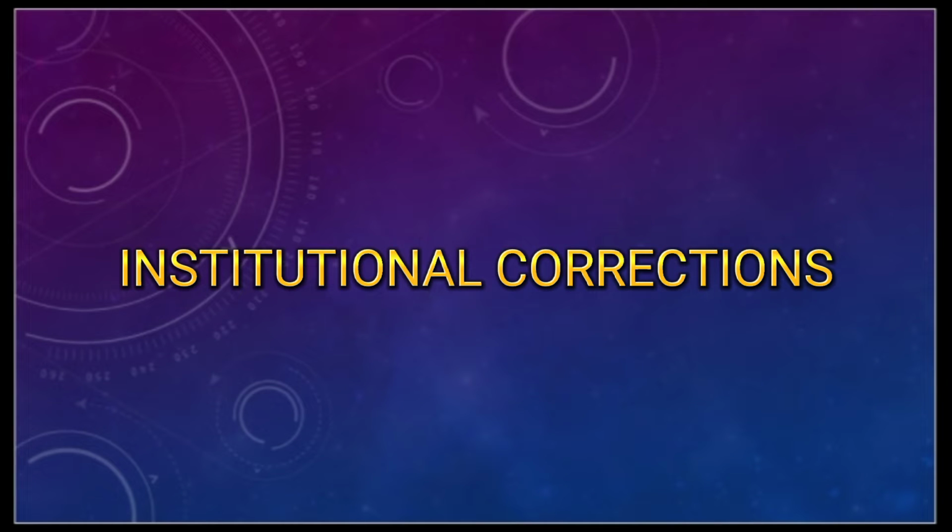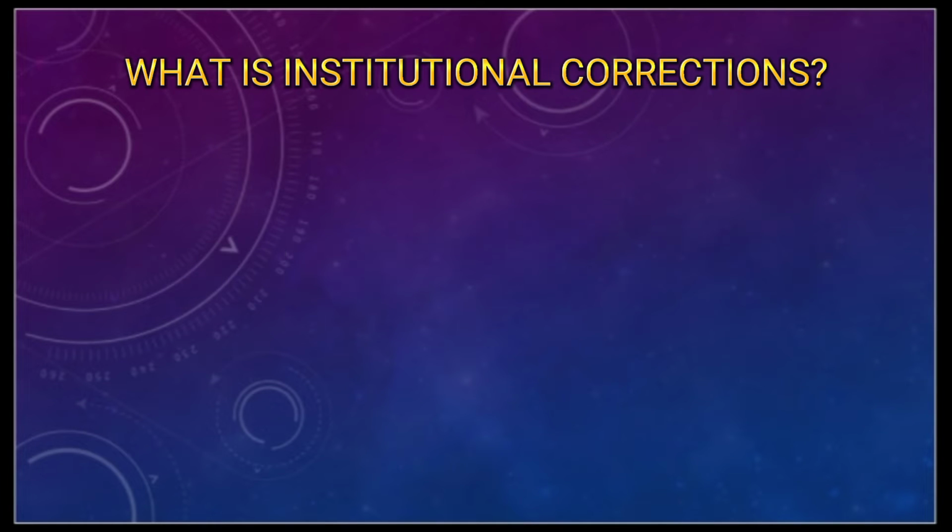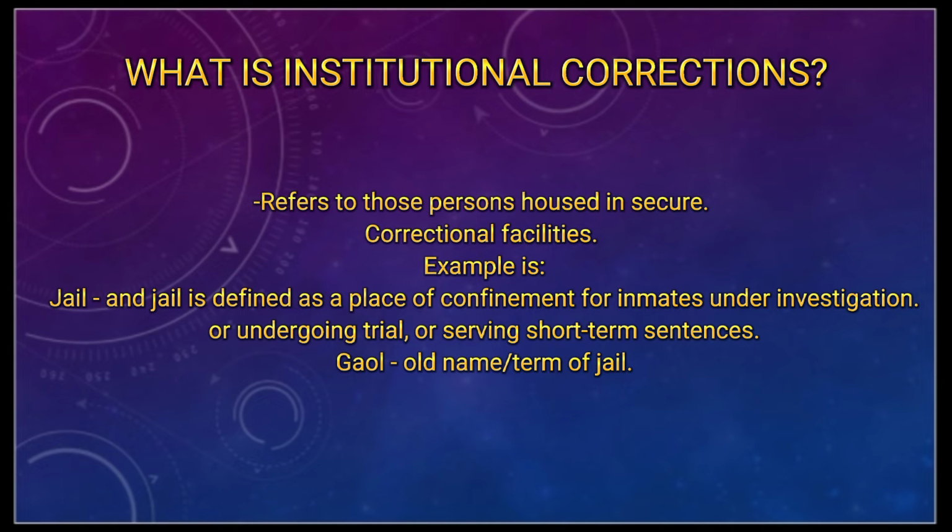Institutional corrections. What is institutional corrections? It refers to those persons housed in secure correctional facilities. An example is jail, and jail is defined as a place of confinement for inmates under investigation or undergoing trial or serving short-term sentences. Call it the term of jail.